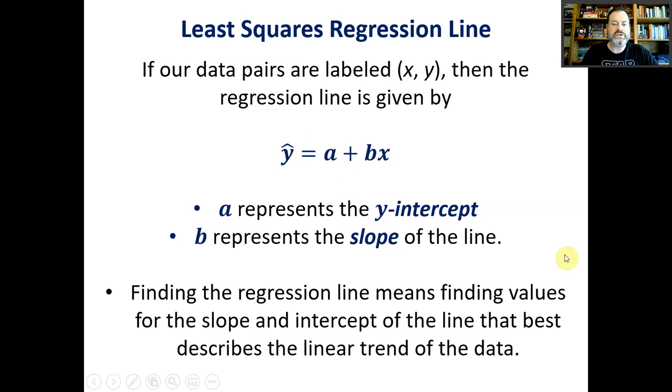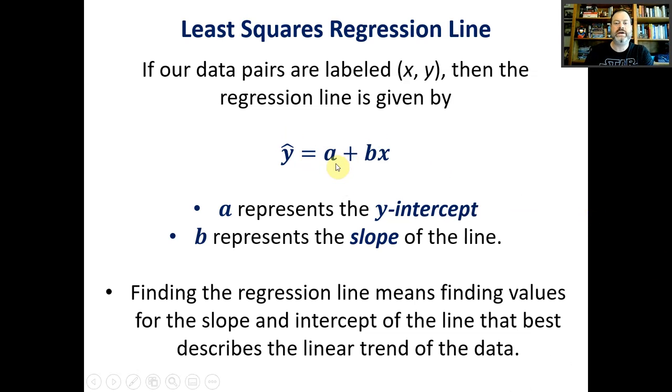So finding a regression line means finding values for the slope and intercept of the line that best describes the linear trend of the data. The idea is that we could put this line anywhere, but it goes in a special spot on the graph that in important ways captures the information from all the data points. The details on that are not really important. We don't do any of this by hand. If you're interested in learning how to do this by hand, feel free to Google it, but don't say I didn't warn you.